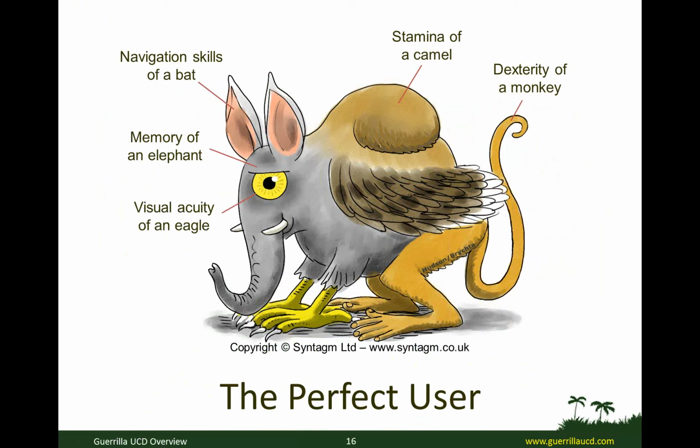Of course, we do spend a lot of time designing for a fictitious perfect user. This is my Ellie Kamungal bat. It appears in a few documents that I've written over the years. It's an elephant, camel, monkey, eagle bat. It's the visual acuity of an eagle, the memory of an elephant, the navigation skills of a bat, the stamina of a camel, and the dexterity of a monkey.